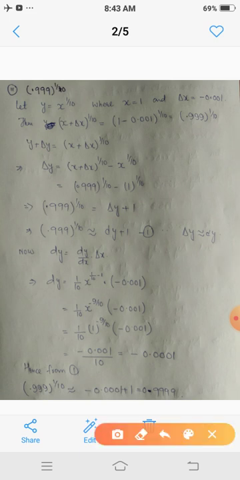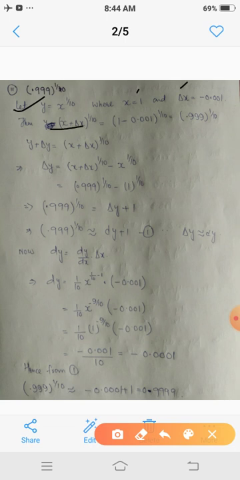Now let me consider another example: find the value of 0.999 whole raised to the power 1 by 10, that is, the 10th root of 0.999. Let y equal x raised to the power 1 upon 10, where x is 1, plus del x. Now we have to select x in such a way that x plus del x becomes 0.999, which implies that we have to put del x as minus 0.001.